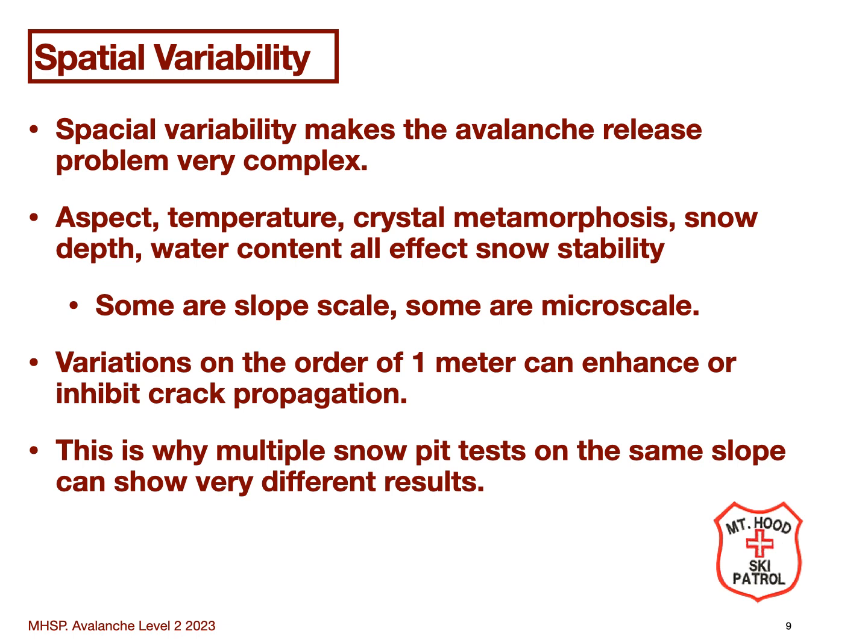There are many physical variables such as aspect, crystal metamorphosis, water content, to name a few, that affect snowpack stability. Some of these parameters, like aspect ratio, are slope scale, while others, like crystal metamorphosis, occur at the micro level. This is why small variations of distance on the slope can produce such differing results in the snowpack and the ability of a crack to propagate.